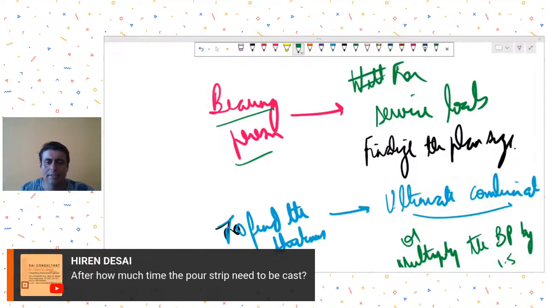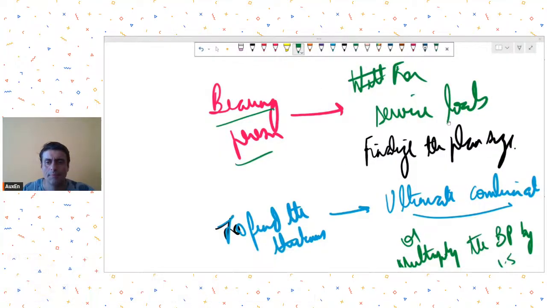Mr. Hiren Desai is asking, after how much time the pour strip needs to be cast? Construction time, I am not sure at this moment what is the good time after which the pour strip needs to be cast. Anyone in the live audience, if they can give some comments on this, after how much time the pour strip needs to be cast? Okay.